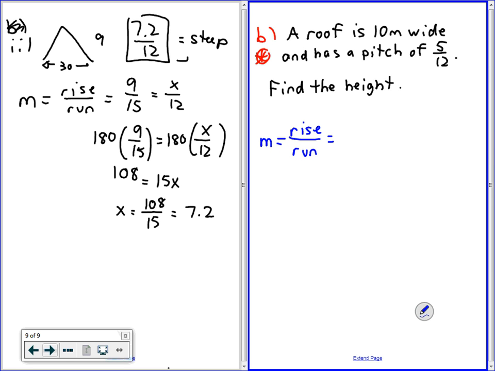Good, so what else do we know though? What else do we need? The height. So is the height going to be the rise or the run? The rise. Okay, so I say H is your height.